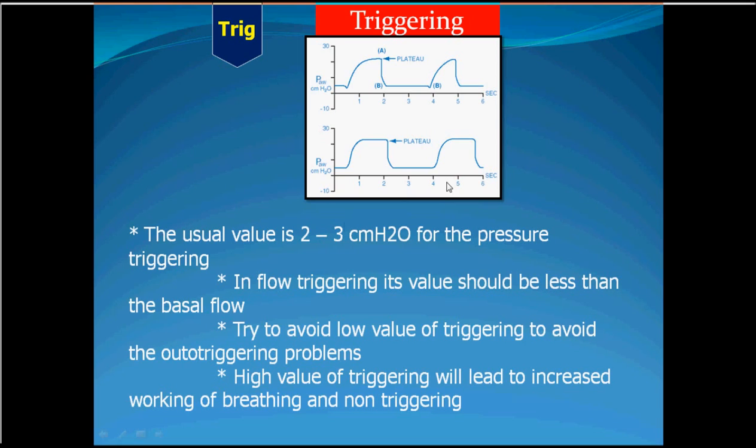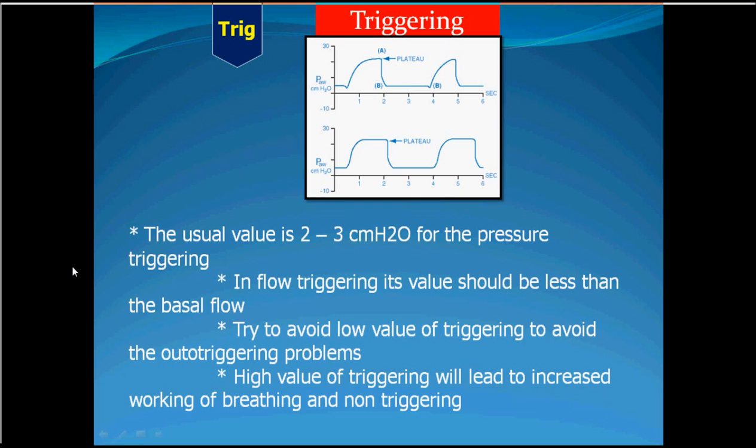Triggering is important for the patient to be synchronized with the machine. At the same time, the value is important. If the value is within a certain range that is sufficient, where the patient can trigger without more effort, like 2 to 3 centimeters of water for the pressure or 3 liters per minute for the flow, this means the patient can do this job and the demand valve will open. If it is less than this, it will be associated with what we call auto-triggering. If it is more, the patient has to make more effort, and sometimes this may be associated with non-triggering.